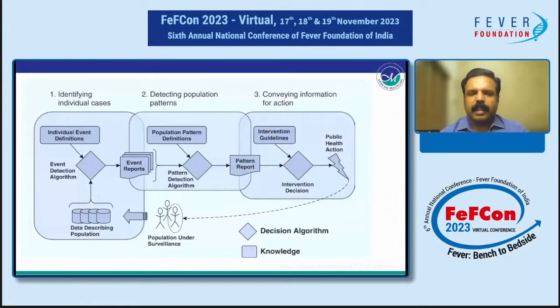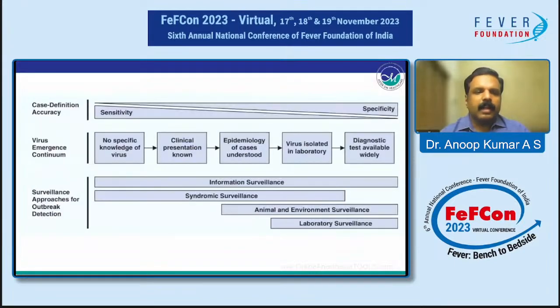And again, with any new cases, we'll be identifying individual cases or identifying cases from a cluster. Then we will have to identify the population pattern. Then we will have to convey the information for action, like what intervention decisions are needed, especially in the public health aspect. Obviously, as the cases progress, we'll have more knowledge about animal and environmental surveillance, and we'll have to continue with lab surveillance as well.